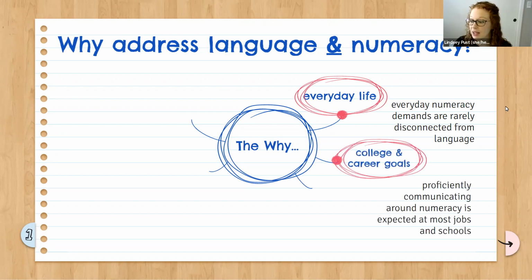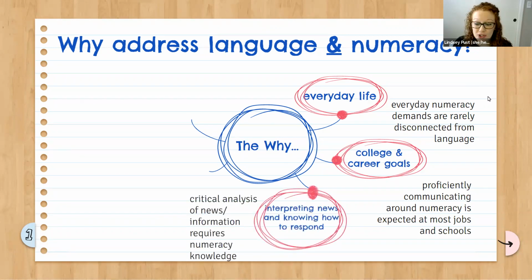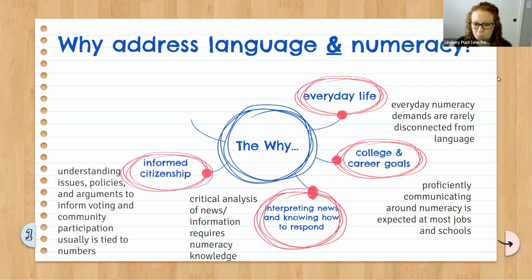College and career goals, right? Being able to communicate around numeracy is expected at most jobs and schools. Interpreting news, knowing how to respond to what we're hearing. We're thrown stats all the time, and being able to critically think about them is very important. Informed citizenship, right? Understanding issues, policies, arguments. It informs how we vote, because a lot of arguments that are made, people are throwing in numbers and statistics and trying to convince us of things.